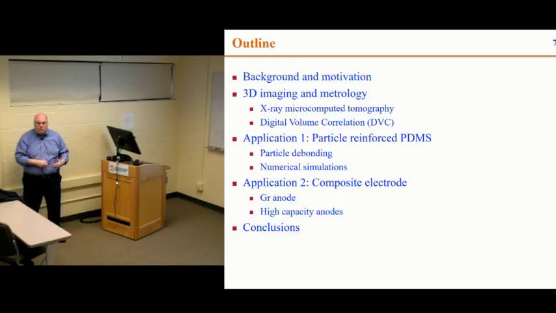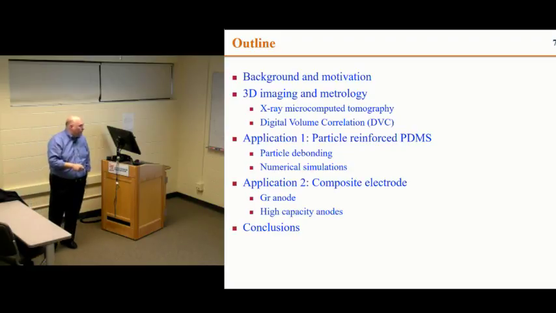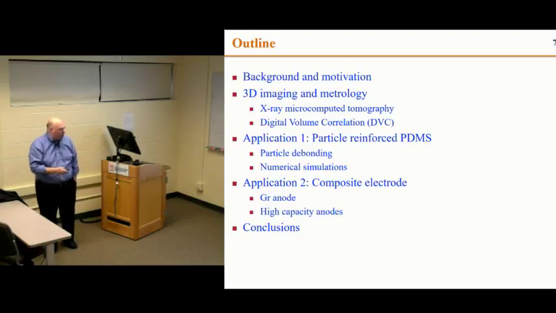We'll look at particle debonding and then how we study particle debonding through some numerical simulations, so kind of trying to show you how these two will mesh together. The second application I'm going to show you is a more complex structure, higher volume fraction with a lot of particulates, and that is the operation of a composite electrode, where the loading will be not mechanical, but it will be electrical, as I mentioned.